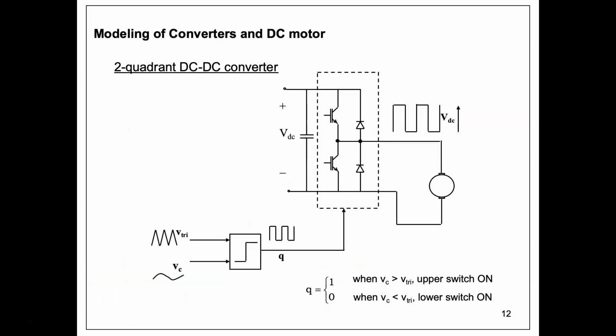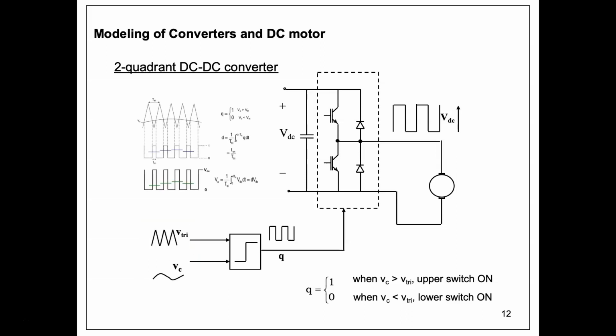To control the average voltage Vt, we need to control the duty cycle of the instantaneous Vt. One way of controlling the duty cycle is by comparing a control signal with a triangular wave. If control signal Vc is larger than V triangular wave, then the output of the comparator becomes high and the upper switch is turned on. On the other hand, if Vc is less than V triangular wave, the output of the comparator goes low and the lower switch is turned on. In this way, the duty cycle of Q, which is the output of the comparator, will be directly proportional to the average output voltage of the converter.